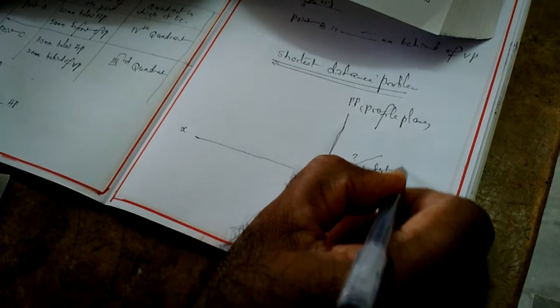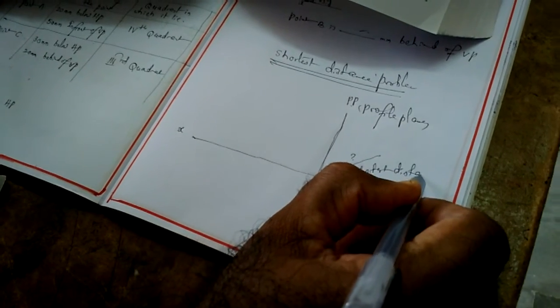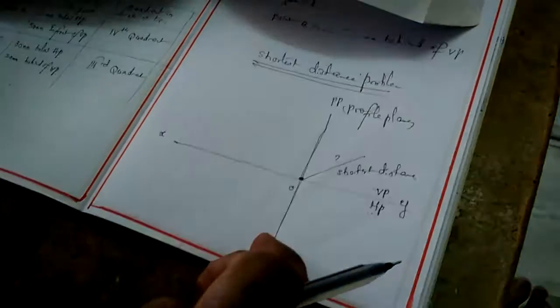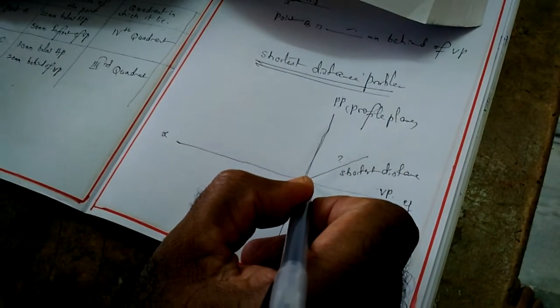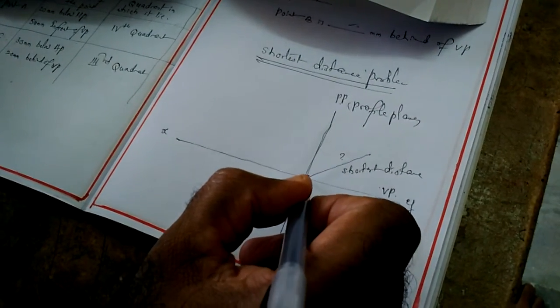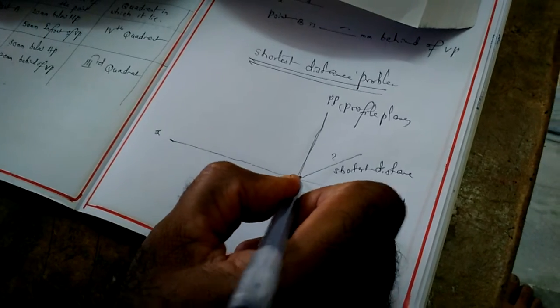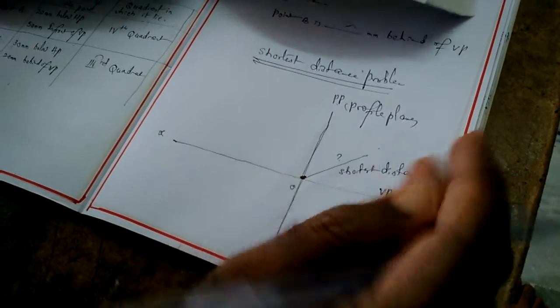Remember that for every shortest distance problem, we want to draw the XY line plus the PP line, and where they intersect, we consider that the point of intersection. From this point of intersection, we measure the shortest distance. So now let us go to question number 7.